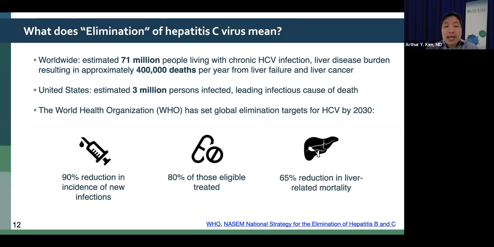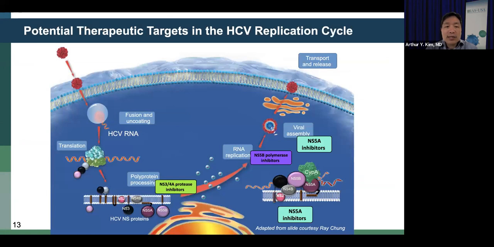And then we'd expect a lag time between eliminating the virus in the population, with 80% of those treated, and the reduction in liver-related mortality, since many are already at risk. But hopefully we would achieve a 65% reduction. And so the correct answer in this case would be 80% of those treated, as a realistic but reachable goal. So how do we do this?